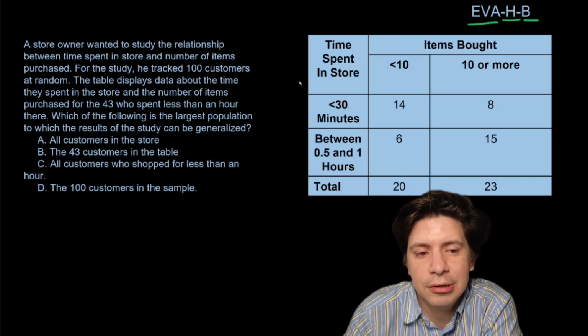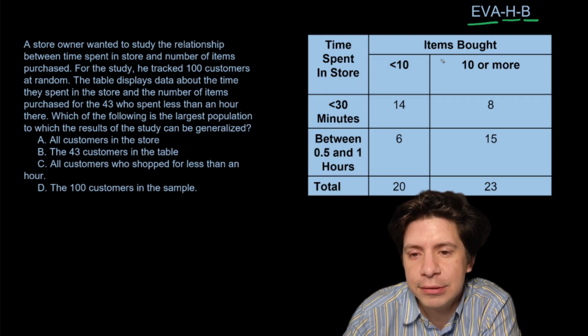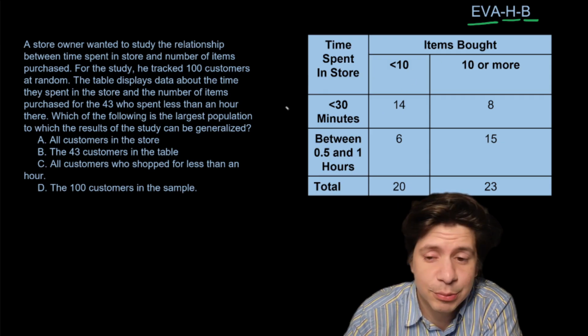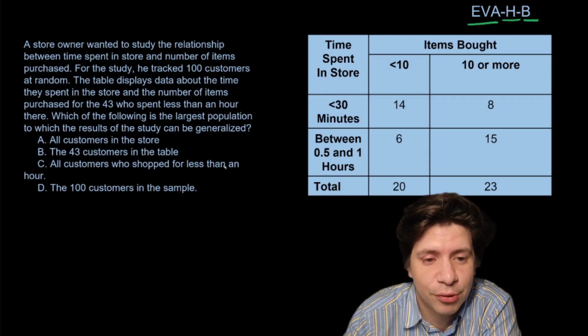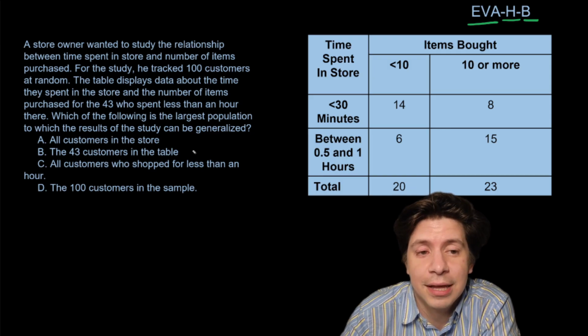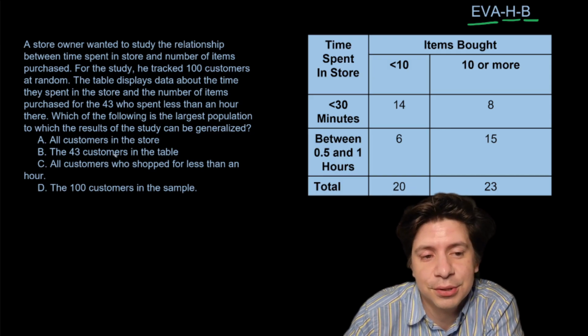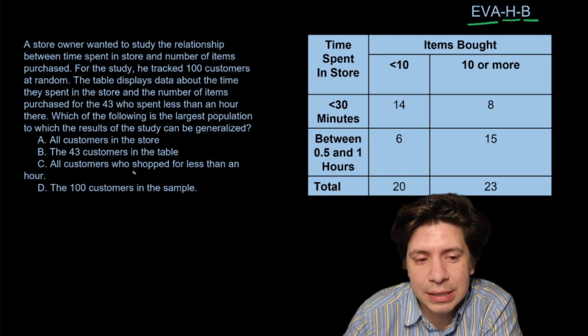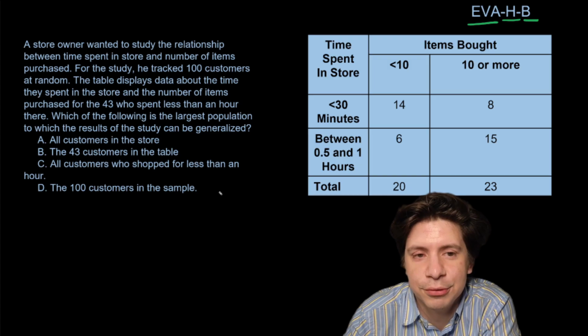Okay, so we tracked 100 customers, but we're only seeing the 43 who spent less than an hour there. So I guess people spend a long time there. Most people spend more than an hour in a store. I don't spend that much time in stores usually. So is it A, all customers in the store, B, the 43 customers in the table, C, all customers who shop for less than an hour, and D, the 100 customers in the sample?